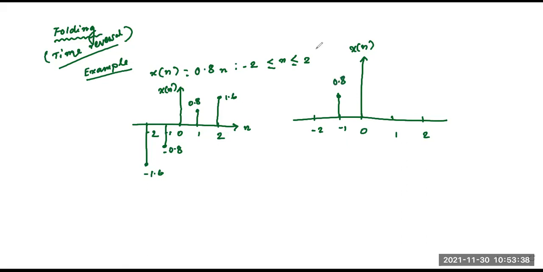And this will be 1.6. This will be 1.6. And here at 1, it will be minus 0.8. And this will be minus 1.6. So this is it.